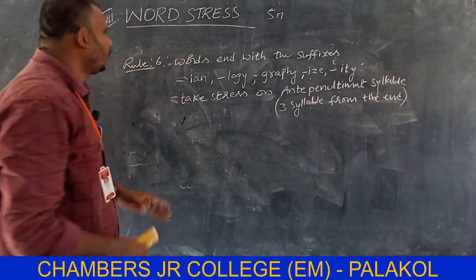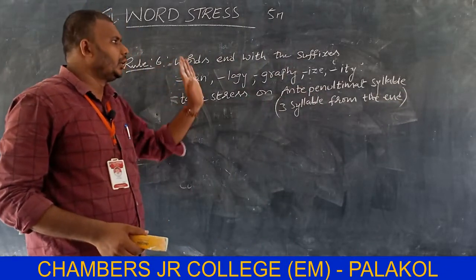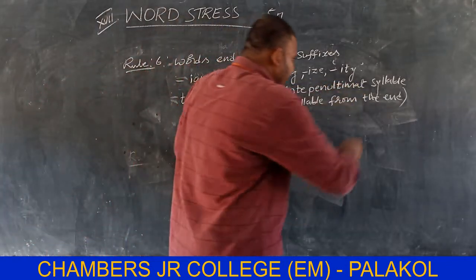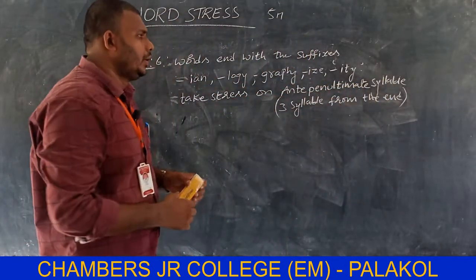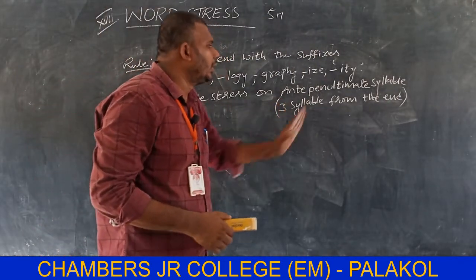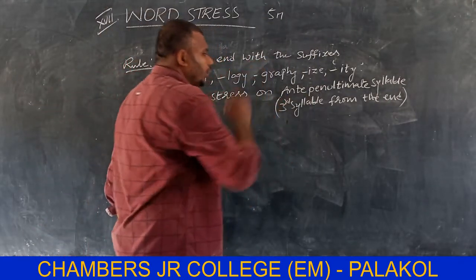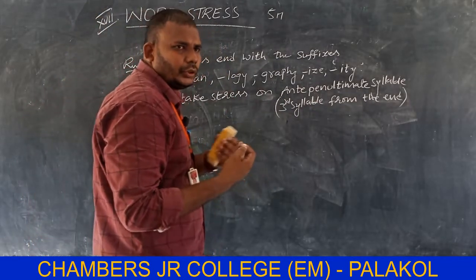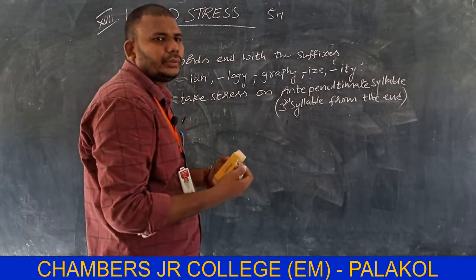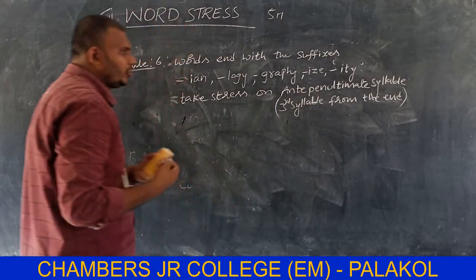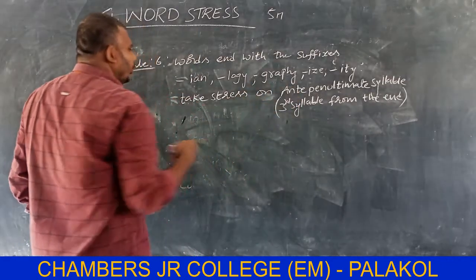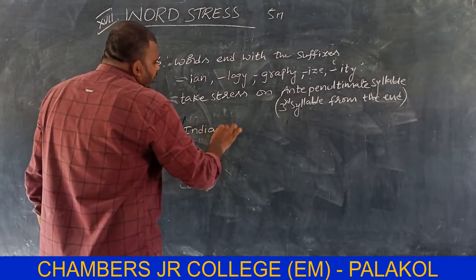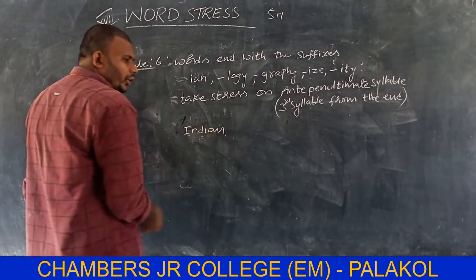See it? Words that end with suffixes like IAN, LOGY take stress on the anti-penultimate. So anti-penultimate indicates the third syllable from the end, not the second. If the stress mark is on the second syllable from the end, it is called penultimate. If it is on the third syllable, it is called anti-penultimate. Let's see the example. Indian. So it's a trisyllabic word.